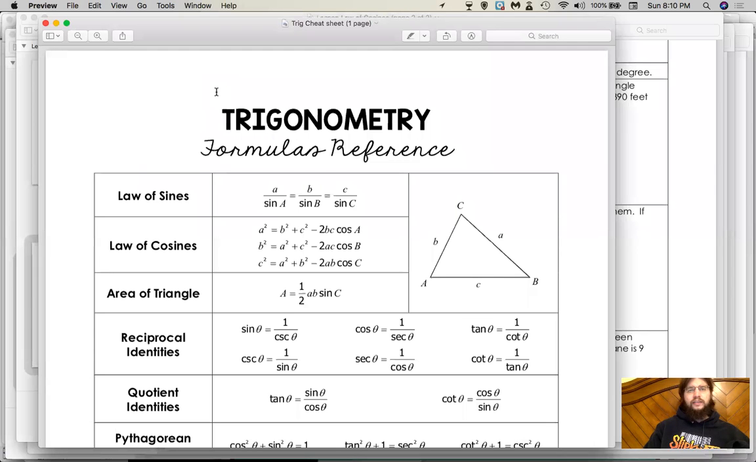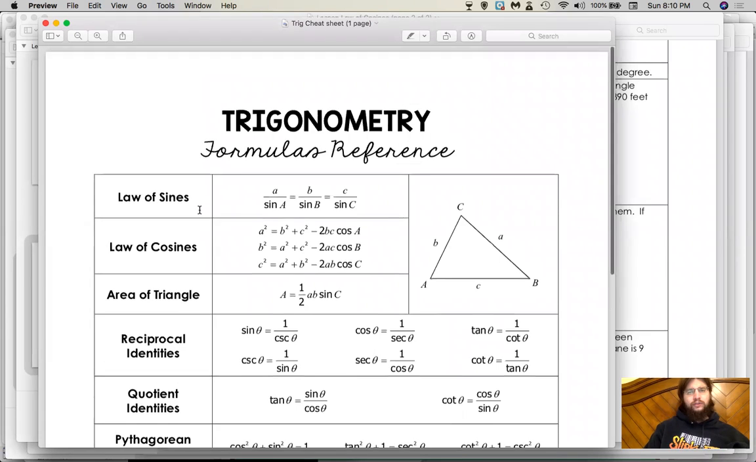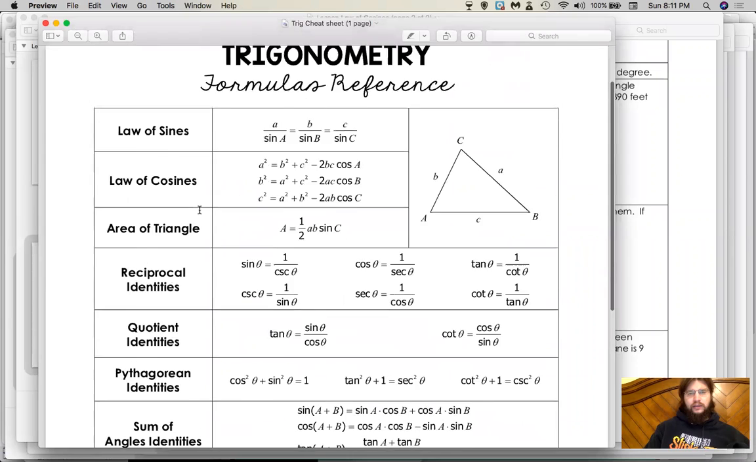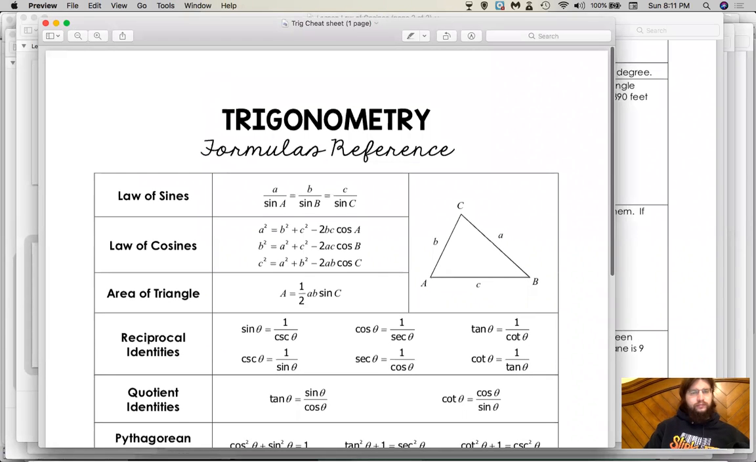All right, guys, these next two lessons should be very, very easy and familiar. We're reviewing basic trig, so we get to some more complicated trig. So this is your formula sheet, cheat sheet. Keep it safe. You'll be able to use it on your tests. All right, so don't lose it.